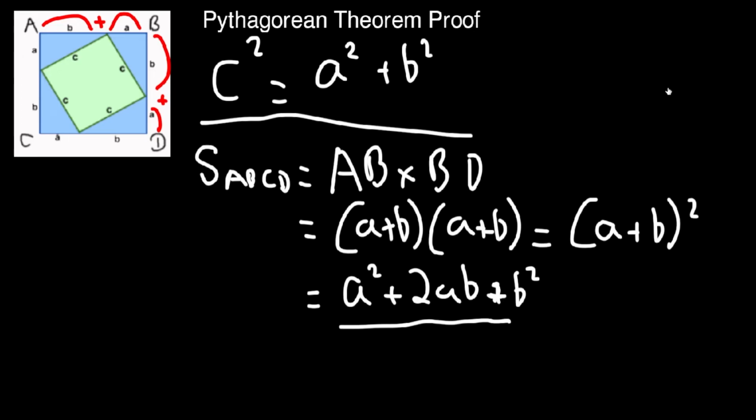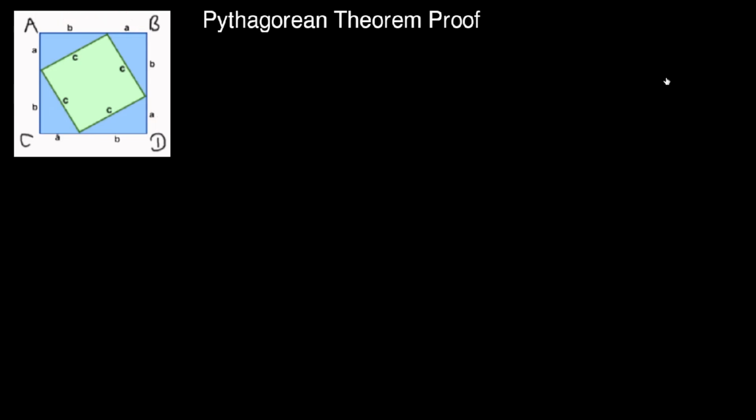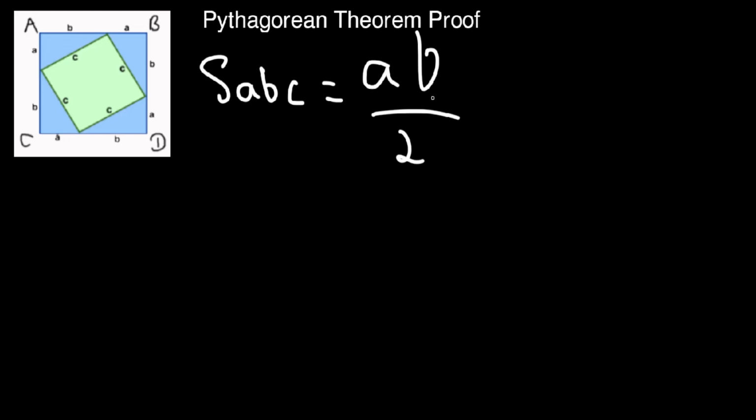So now we're gonna find the area of the triangles. The area of triangle ABC is equal to base times height divided by 2. The base can either be B or A, so I'm gonna take A as the base and B as the height, divided by 2. And there are 4 triangles, right? So we're gonna times it by 4.